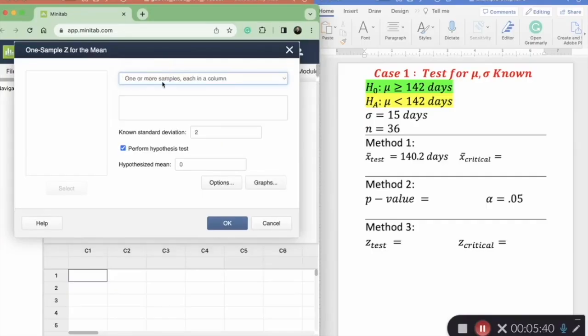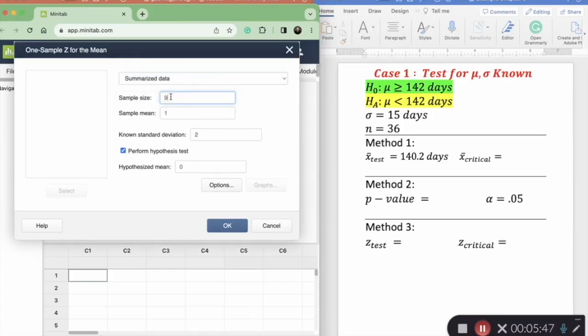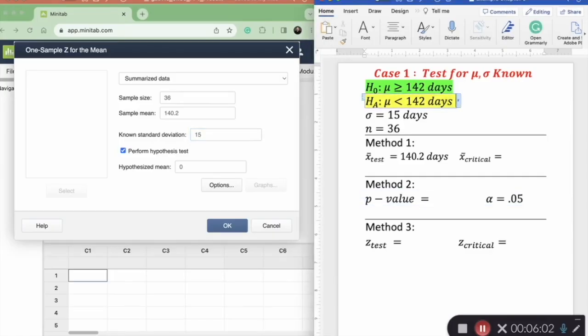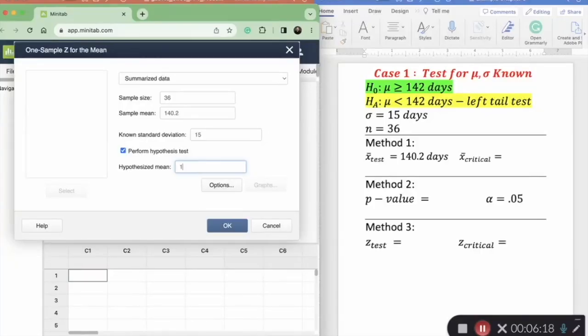We have two options: one or more samples in each column, if we have columns, but now we have summarized data. What is the sample size? 36. What is the sample mean? 140.2. What is the known standard deviation? Do we have it? Yes, 15. By the way, is this a right tail or left tail test? This is a left tail test, because we look at the alternative hypothesis: mu is less than, so we look at the left-hand side, not the right. The hypothesized mean is 142 days. We're going to check perform hypothesis test.